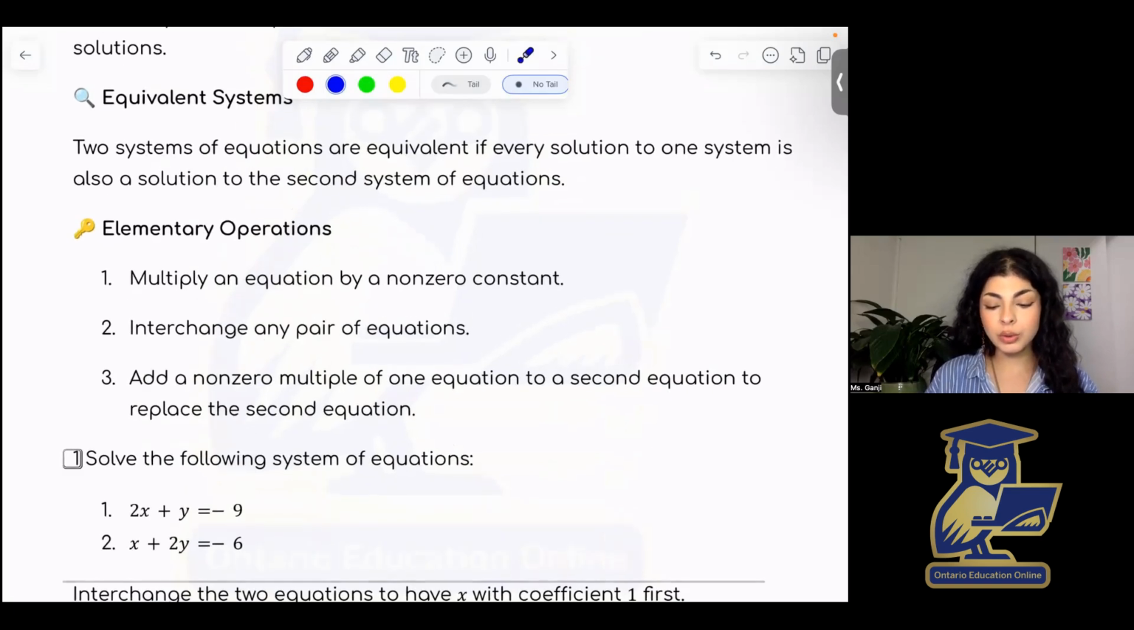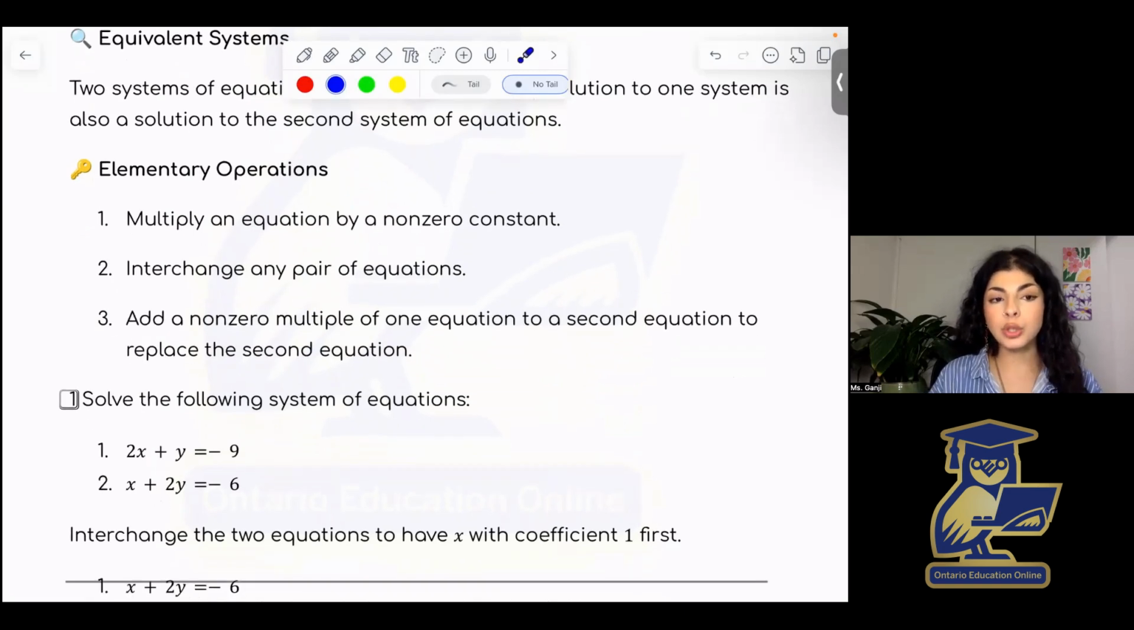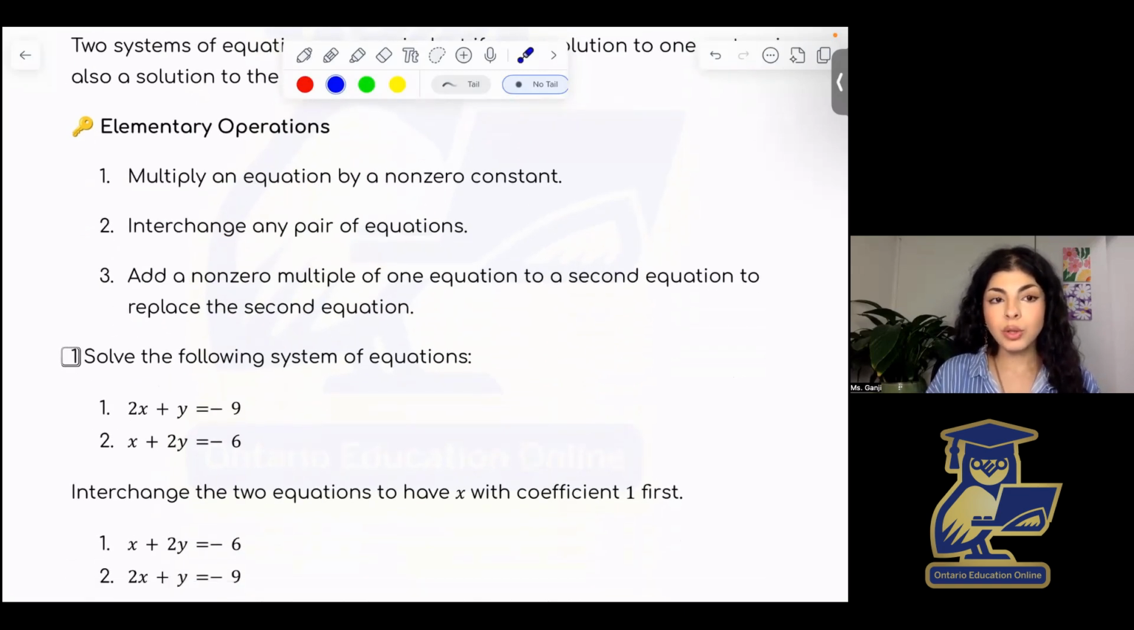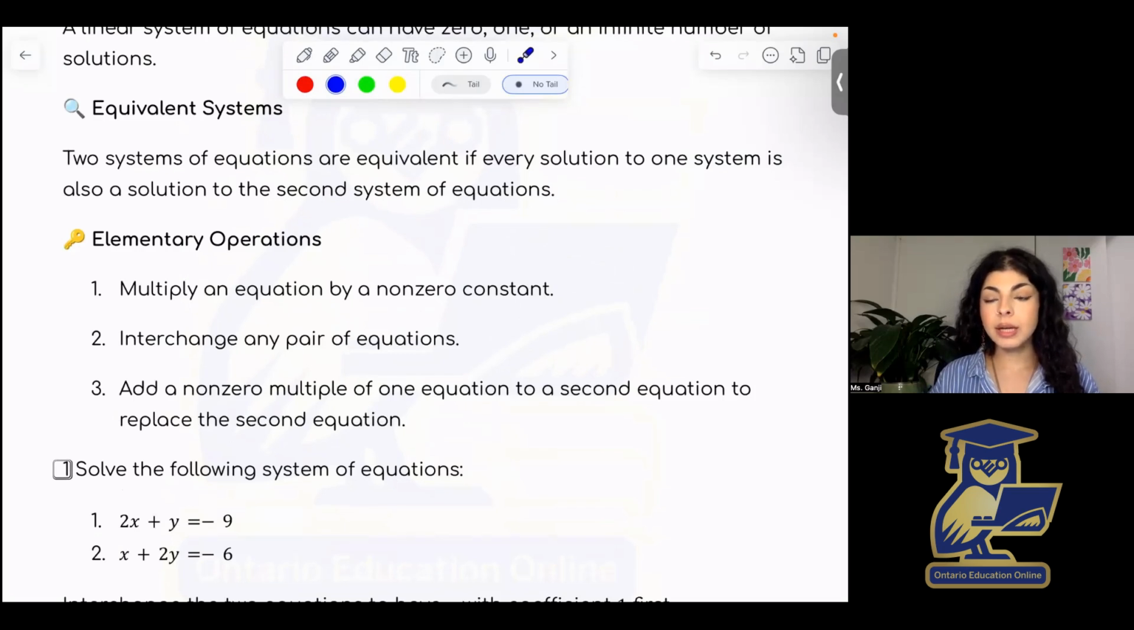So the algorithm we are going to learn makes use of the elementary operations, which are these three operations here. Pretty much we are doing some algebraic manipulation to our system of equations in order to be able to solve it. With these elementary operations, you're not changing the system of equations as a whole. You are just making equivalent systems, and that's why we learned equivalent systems, such that any answer you find in the final system will be a solution to the system that you originally started with.